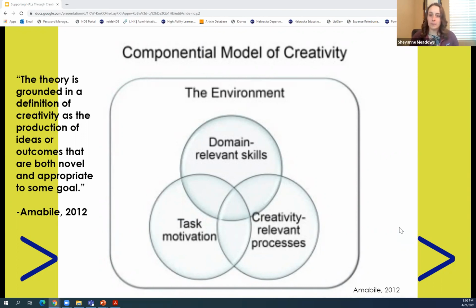And so people are more compelled to be creative when they're genuinely interested and get satisfaction from the work rather than an external reward. So if we have these three things all coming together, we also have to think about the environment.